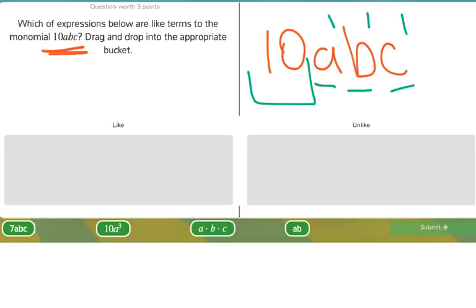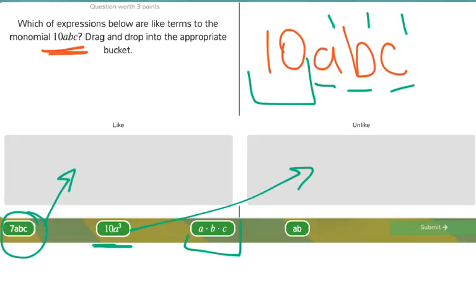We have 7abc. We've got a, b, and c. The variable is raised to the power of 1. So that is a like term to 10abc. 10a cubed does not have the same variables as 10abc, and the a is raised to the power of 3, which is not the case in our monomial. So that is not a like term.